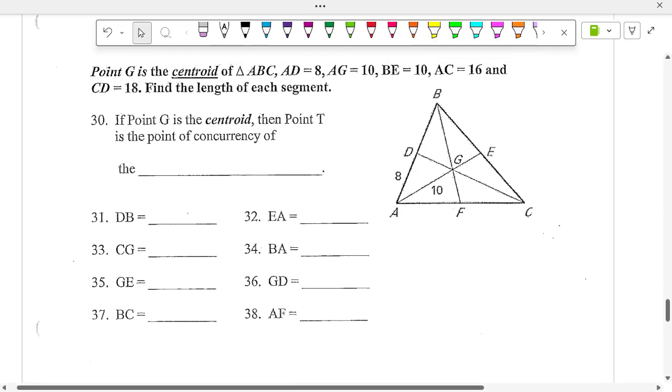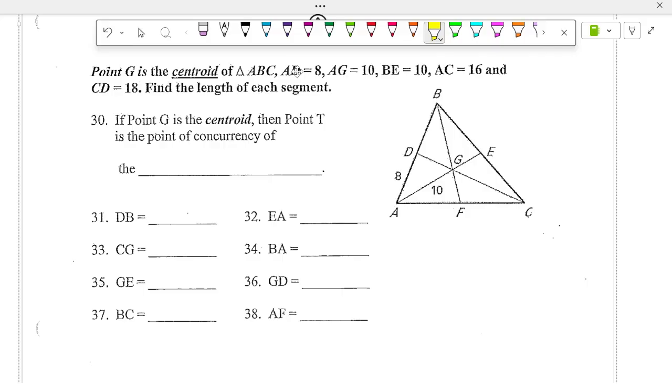So, it says that in triangle ABC, we're given the centroid. AD is 8, AG is 10, BE is 10, AC is 16, CD is 18. And they want us to find each length of the remaining segments.